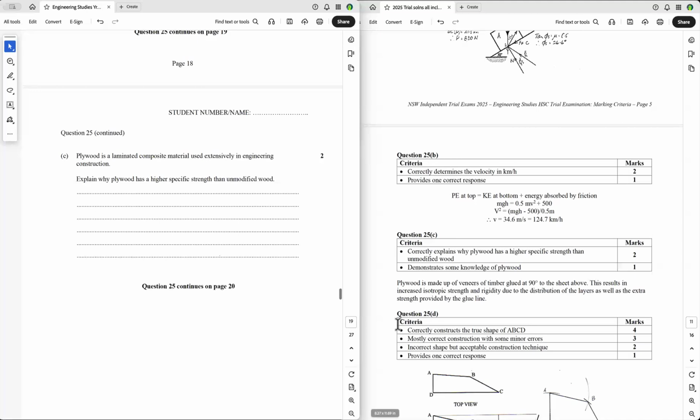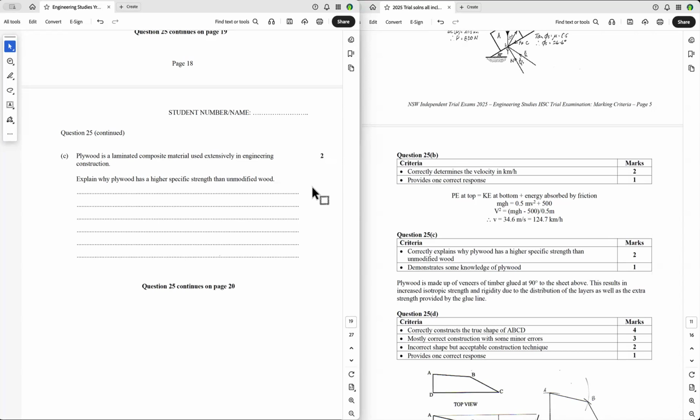Next question, plywood is a laminated composite material used extensively in engineering construction. Explain why plywood has a higher specific strength than unmodified timber. And you can see you've got two marks here. So generally you want two responses.